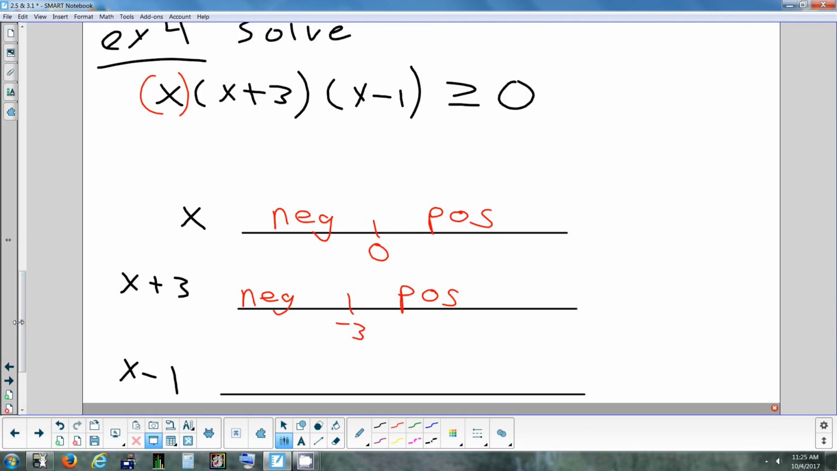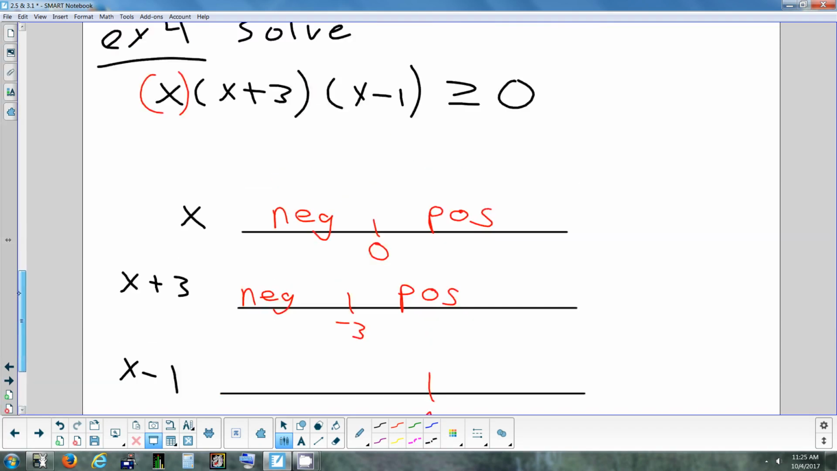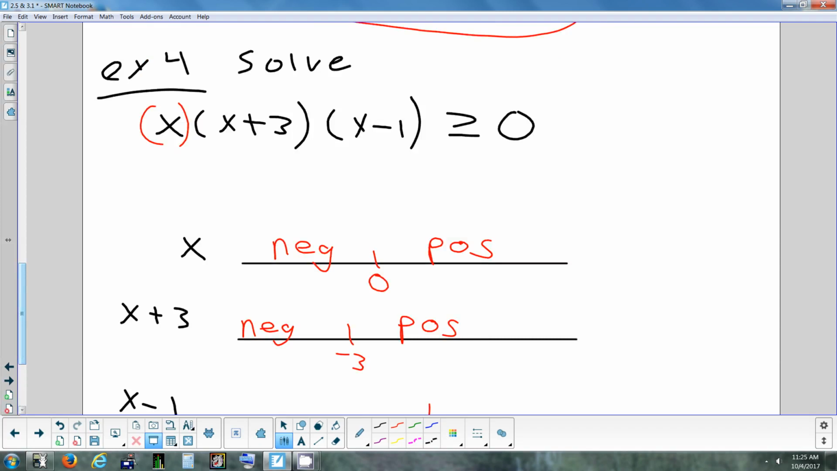Josh, my last one, what's the root for x minus 1? 1. All right. And what if you plug in a number smaller than 1? It would become negative. Bigger than 1? Positive.